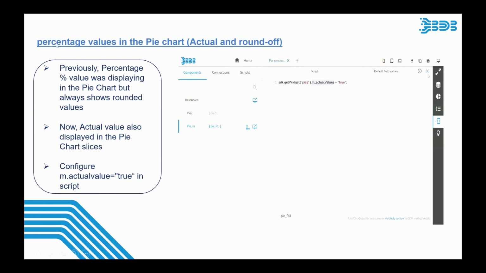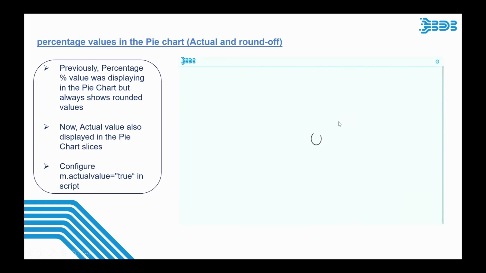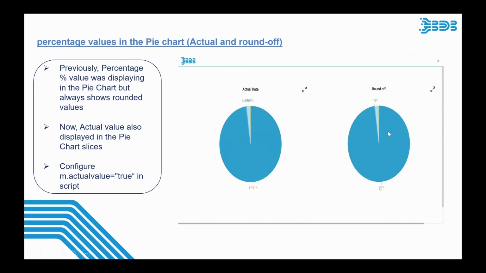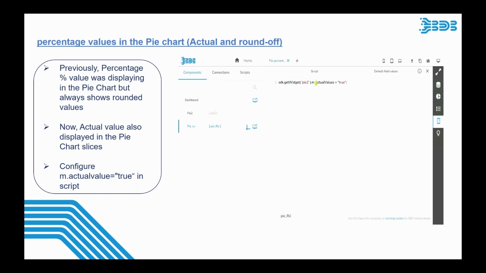The feature is percentage value in the pie chart, actual and rounded off. Previously we were showing values, and we were also showing percentage value in the pie chart, but it was always shown rounded off. In some cases, if it is required to show the actual value available in the pie chart slices, we have introduced one variable which helps us show the actual data and the rounded off. To enable this, the user needs to configure one variable, actual values is true, to display the value plotted in the data label.